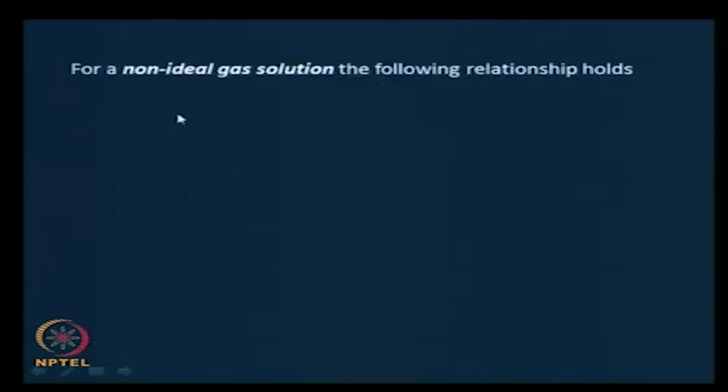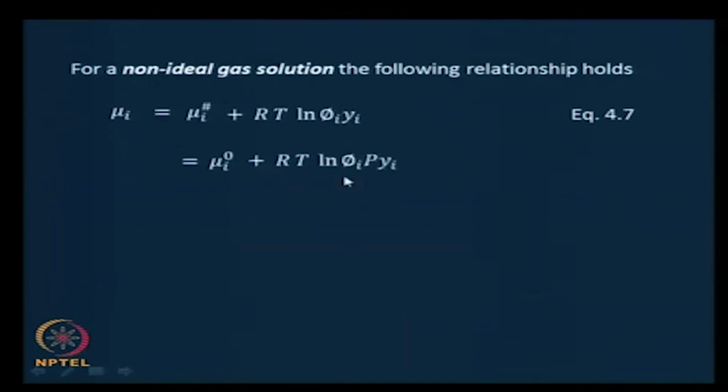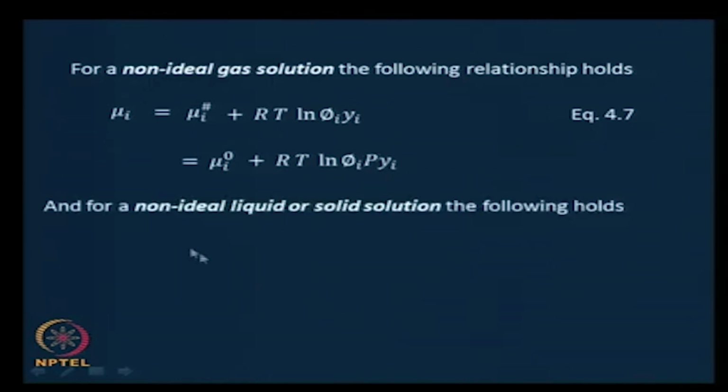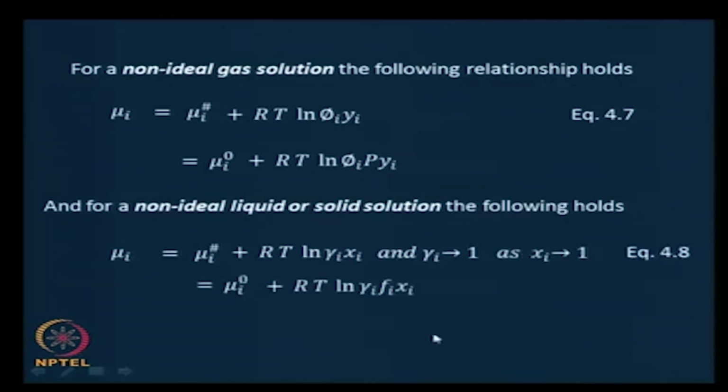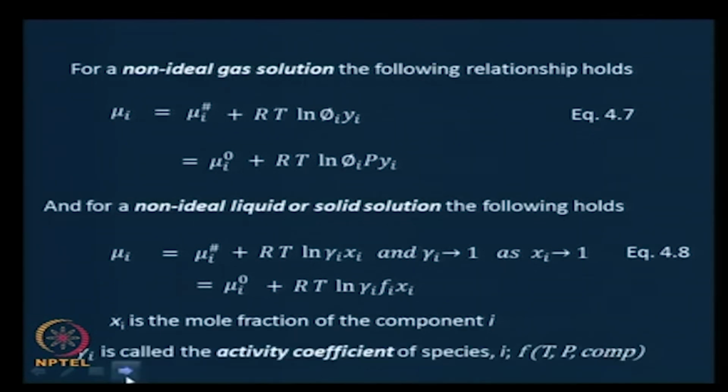For a non-ideal gas solution, we can write mu I equals mu I hash plus RT ln phi I y I, which is mu I naught plus RT ln phi I P y I. And for a non-ideal liquid or a solid solution, you have a gamma coming in: mu I equals mu I hash plus RT ln gamma I x I, and gamma I tends to 1 as x I tends to 1, which in terms of the other variables is mu I naught plus RT ln gamma I f I x I, and gamma I, the activity coefficient, is a function of temperature, pressure and composition.